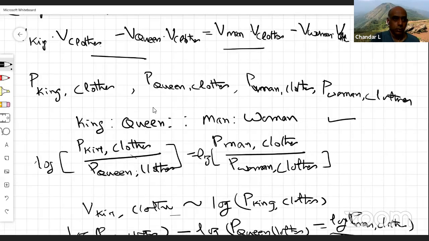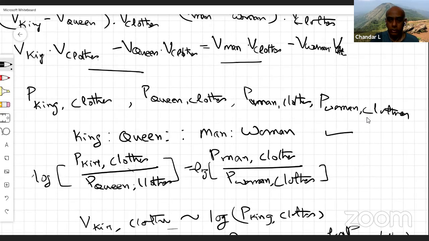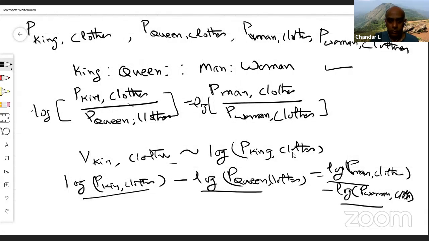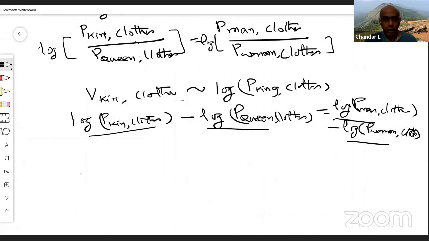This is what we wanted. We wanted v(king) dot v(clothes) minus v(queen) dot v(clothes) to be v(man) dot v(clothes) minus v(woman) dot v(clothes), because this is a relation which we like. We have seen in Word2Vec that it is a very nice relation to have. Therefore, what I have argued is that using the co-occurrence matrix, and from the co-occurrence matrix coming to the probability, we can get a similar kind of vector, which is called the GloVe vector.